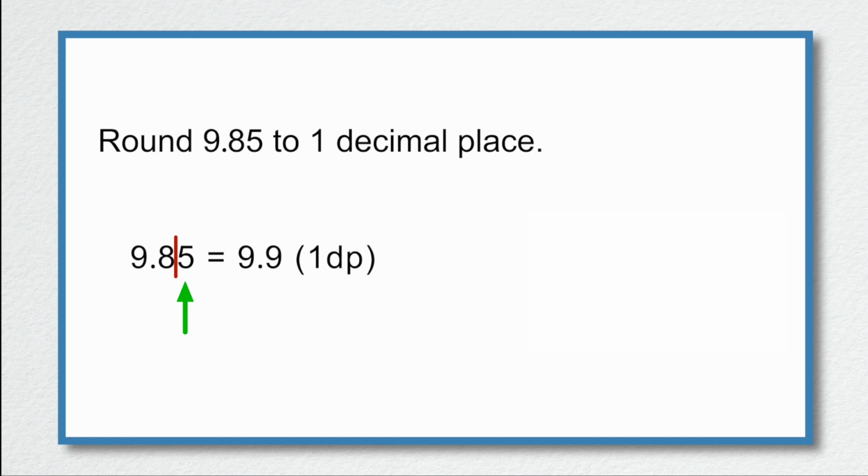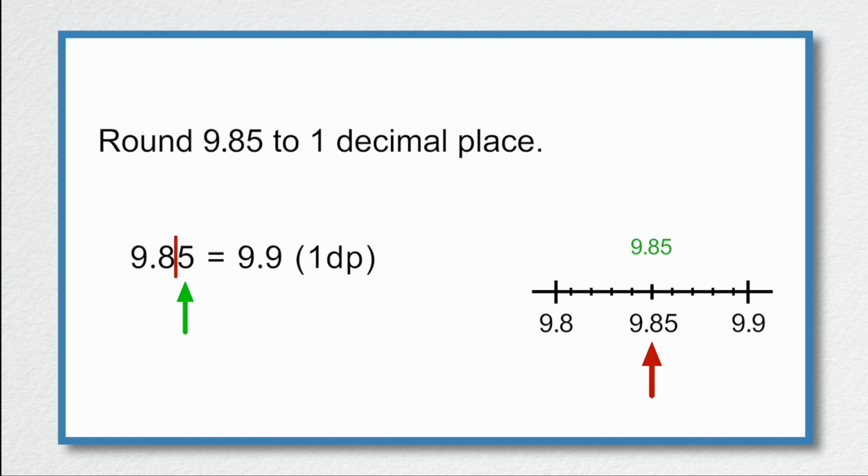So 9.85 is equal to 9.9 to one decimal place. Again, we put 1 dp in brackets to say that this number has been rounded to 1 decimal place. Let's look at this on a number line. Because we are rounding to the nearest tenth, we have 9.8 and 9.9 on a number line, and we have the midway point, which is 9.85.